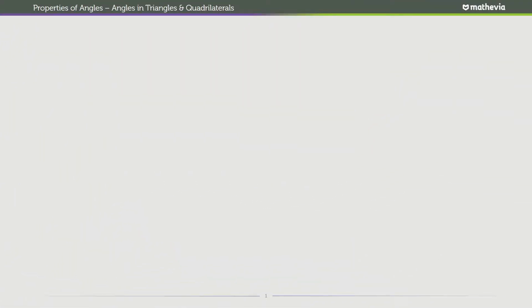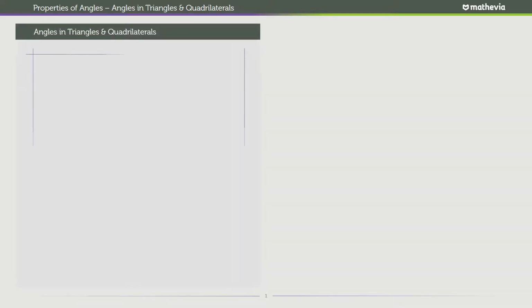So properties of angles, angles in triangles and quadrilaterals. Now, angles in triangles. Okay, let's talk about angles in triangles. So I have this triangle here, and it contains three angles: alpha, beta, and theta. And there is a relationship here. The relationship we have is that the sum of angles in the triangle is 180 degrees.